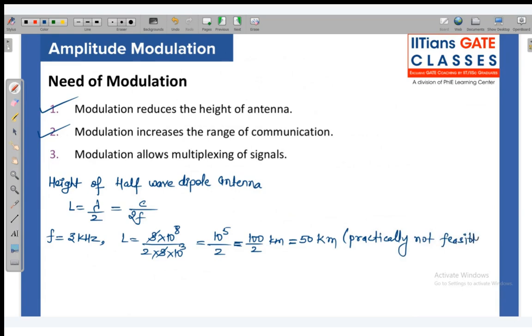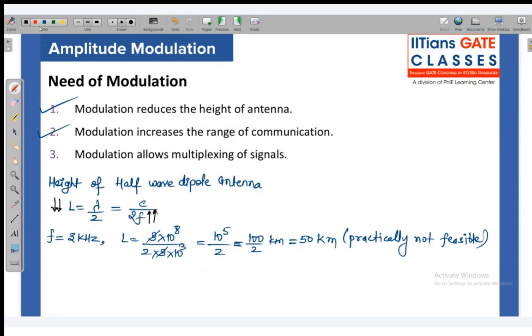So now what is the solution? The solution can be that we have to reduce the height of the antenna. How can you reduce the height of the antenna from this equation? You can easily say that, sir, if I increase the frequency, then the height of the antenna will reduce, because the velocity of light we cannot reduce. So obviously the frequency we have to increase.